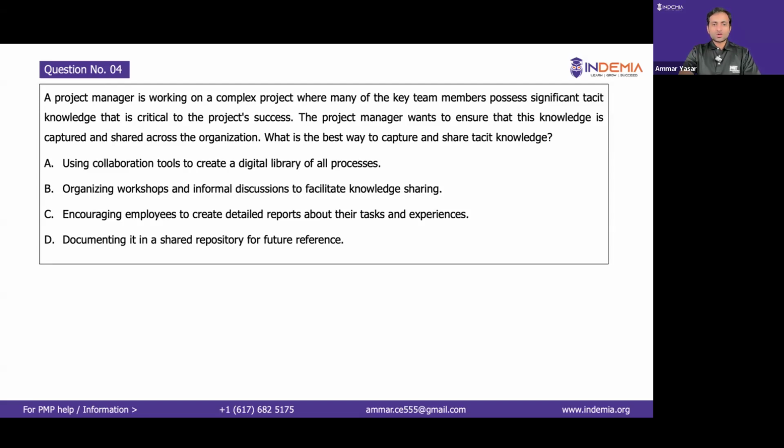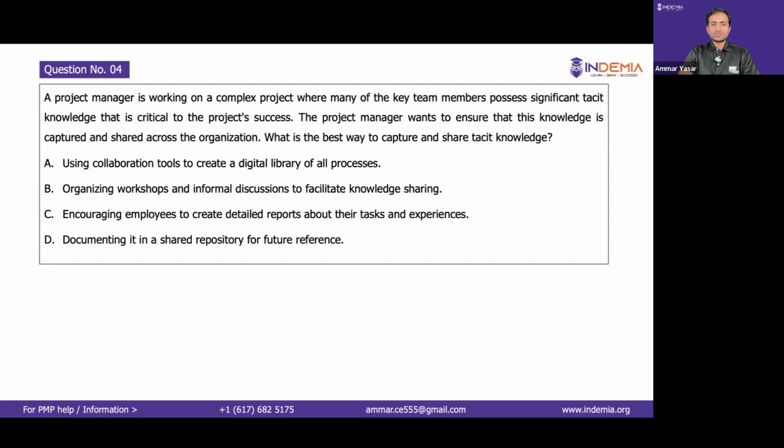B, organizing workshops and informal discussion to facilitate knowledge sharing. Not a bad choice. When you have informal discussion, people share their personal experiences, right? So not a bad choice. Let's mark it. Option C, encouraging employees to create detailed reports about their task. Again, tacit knowledge is difficult to codify. So C can't be the right choice.